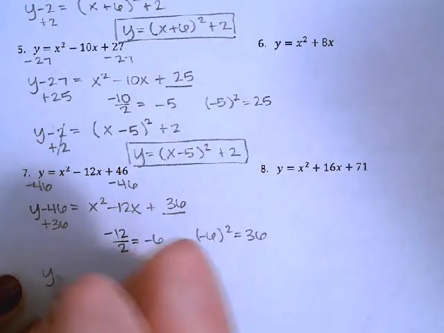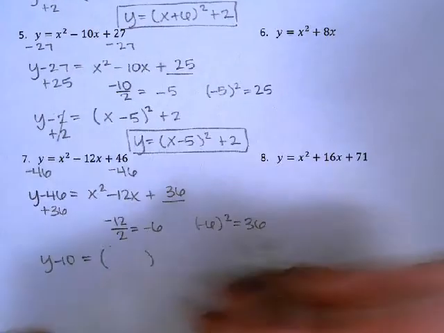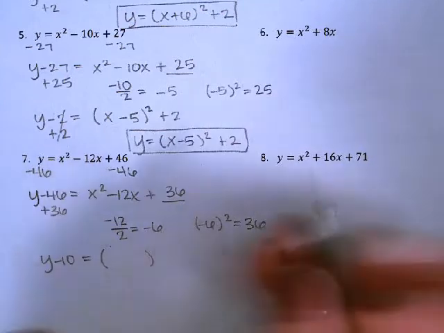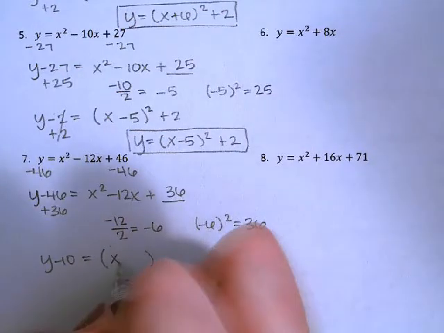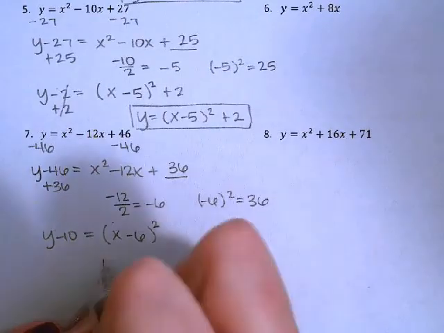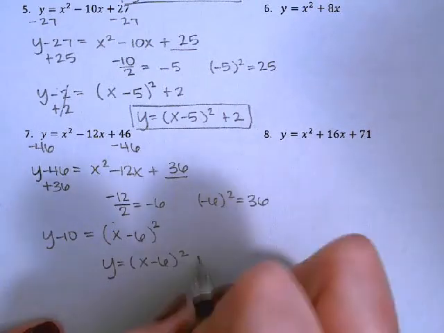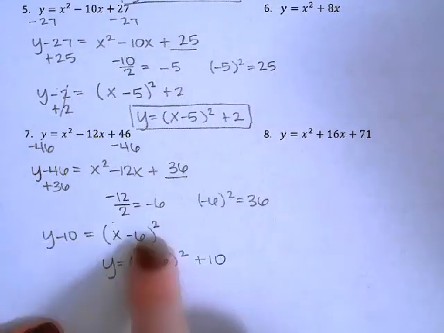I get y minus 10. And then in parentheses, the number that I got when I divided by 2 was negative 6. So x minus 6 squared. Y equals x minus 6 squared plus 10 because I have the 10 and I added it over.